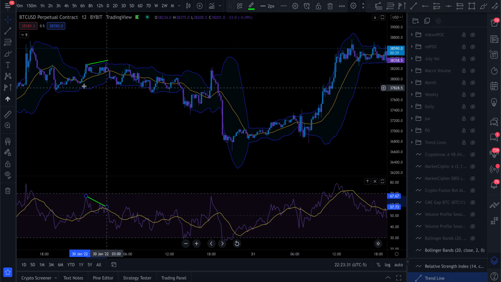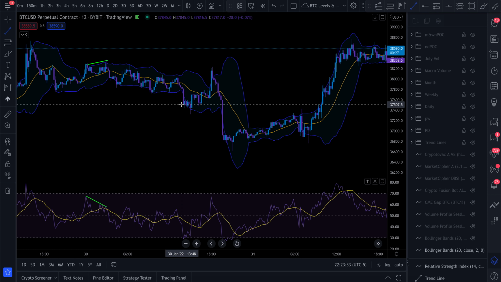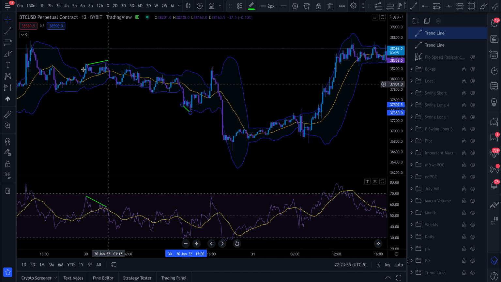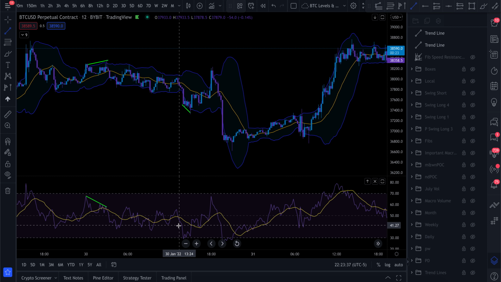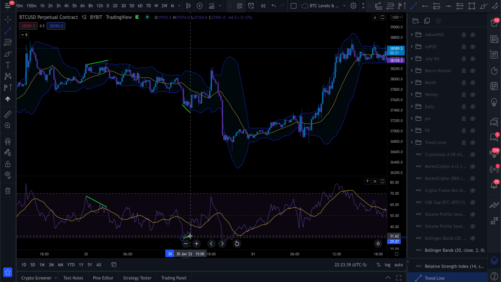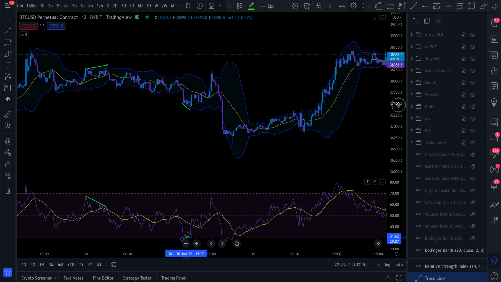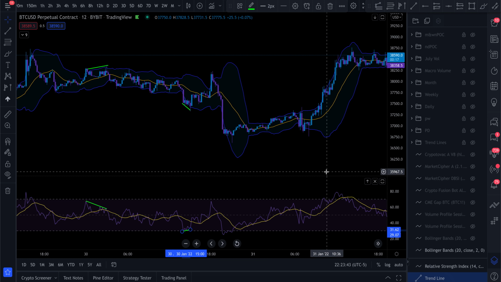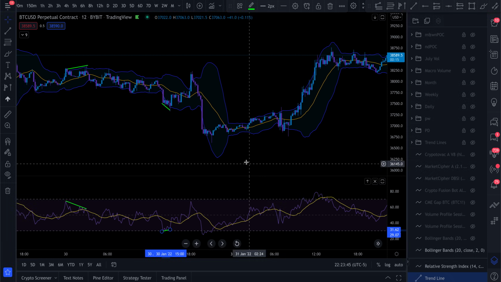If, on the other hand, we see price is making a lower low as it wicks below the Bollinger Band, yet we see the RSI here is making a higher low, that is a bullish divergence, and that would be a long signal to enter the trade.